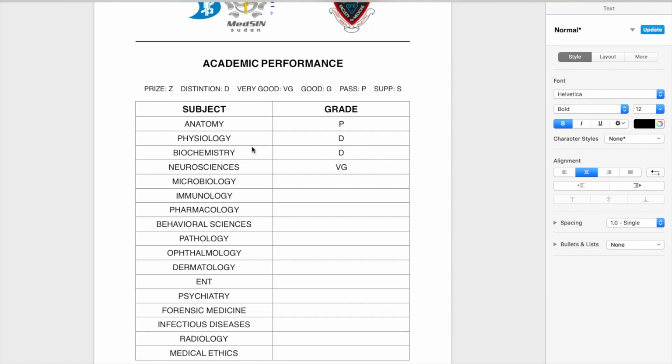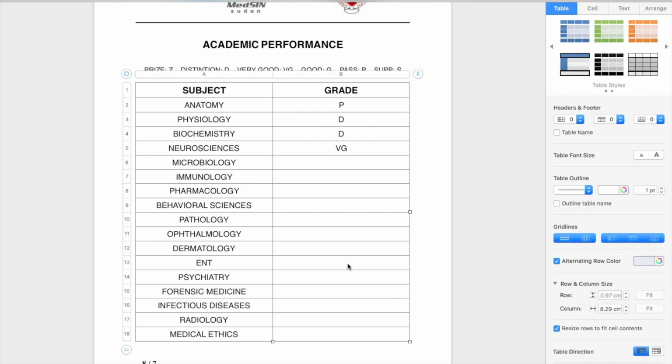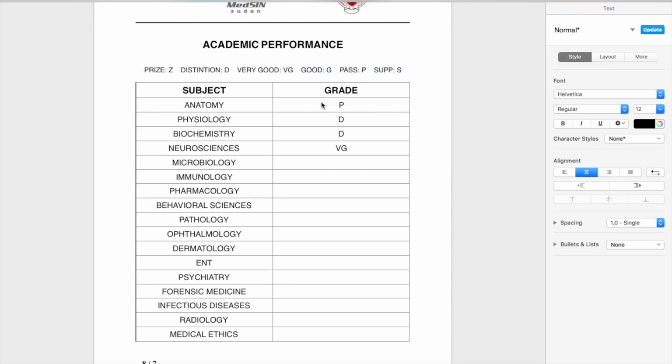So just type in the grades or results for your subjects that you've already taken. If you've already taken anatomy, you type in your grade, physiology, and so on. If there are subjects here that you didn't take, then just leave them empty. Don't put in some sort of dash or slash, just leave it empty as it is if you didn't take it. Everything else, just put in your grade.